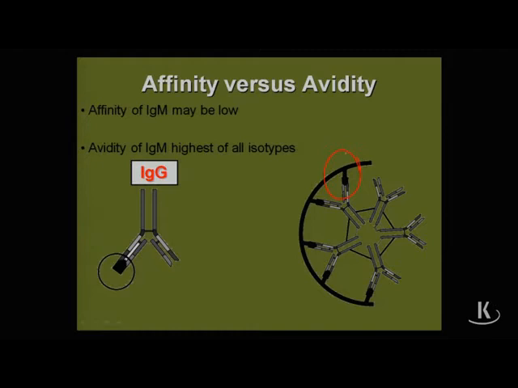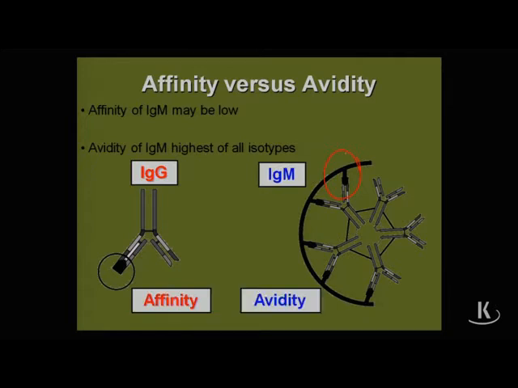IgG is a higher affinity antibody than IgM. Okay? So affinity and high affinity are going to associate with IgG, and highest avidity, of course, is going to be associated with IgM. We're going to talk now about class switching. So, what has to happen for class switching? You need a T cell, you need CD40 ligand, and you need cytokines.